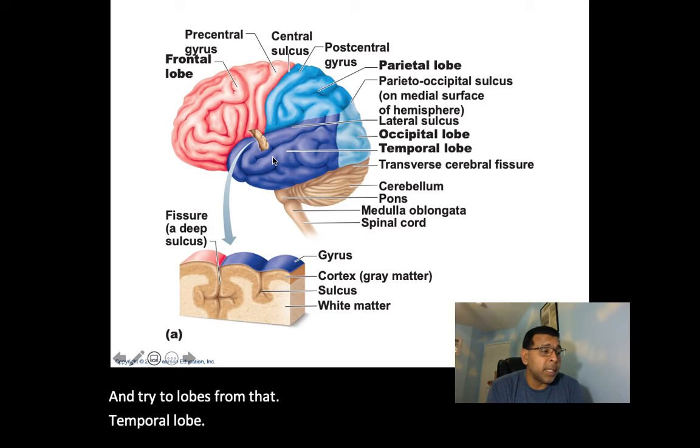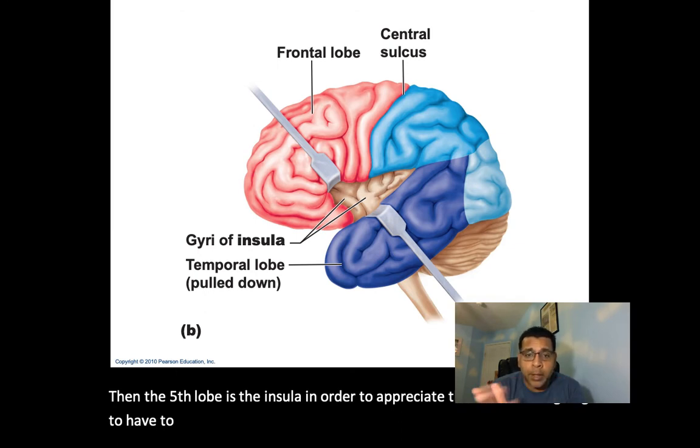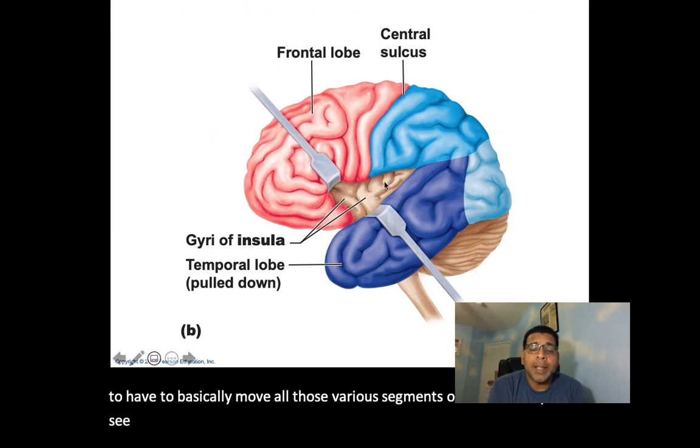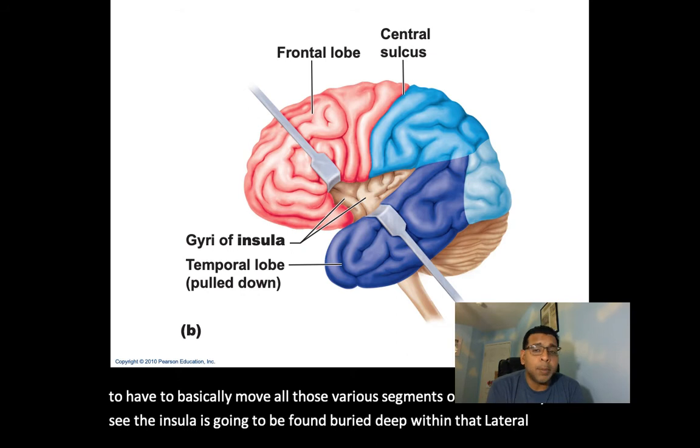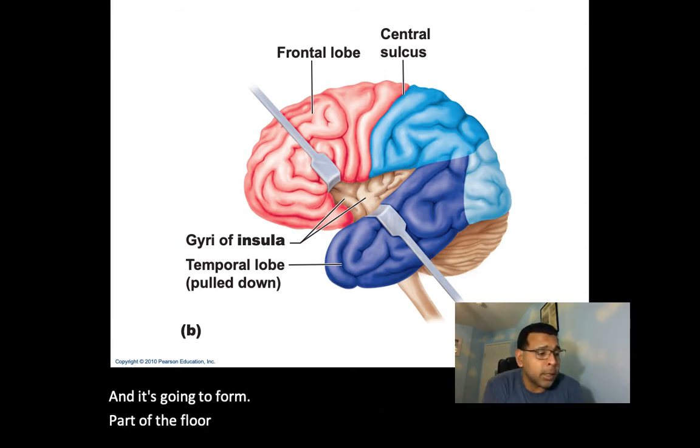Then the fifth lobe is the insula. In order to appreciate the insula, we're going to have to basically move all those various segments over. Here you can see the insula is going to be found buried deep within the lateral sulcus, and it forms part of the floor.